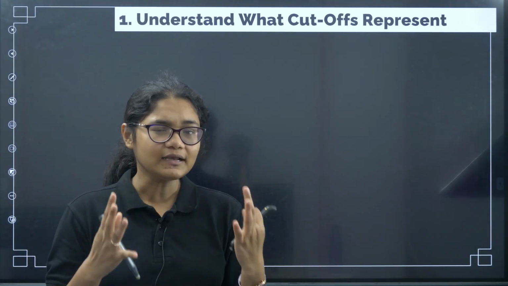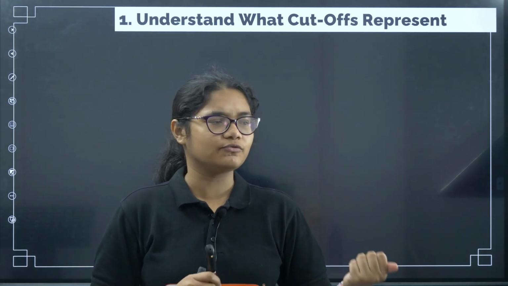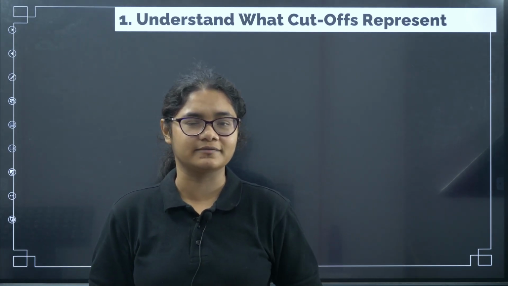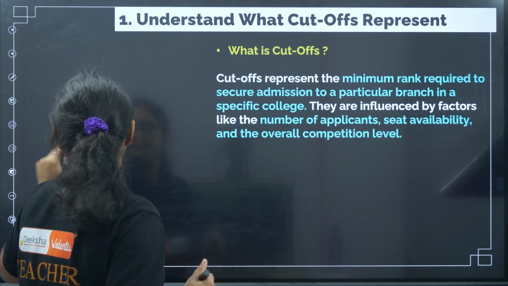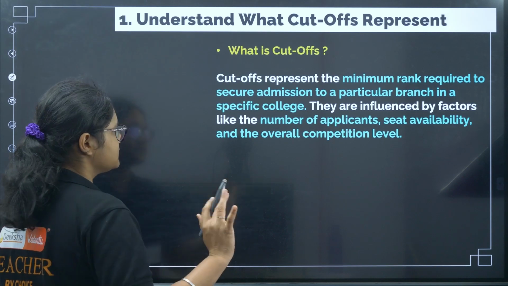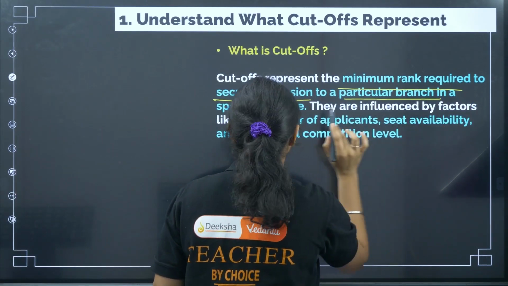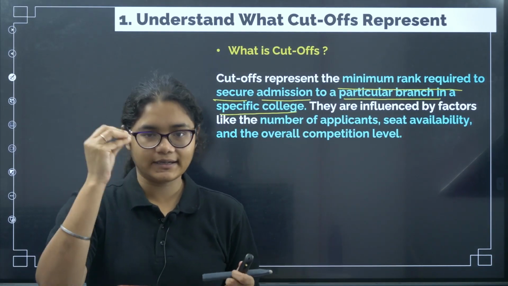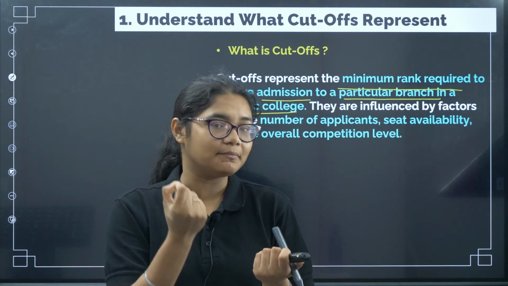First of all, let us understand what this cutoff actually represents. There's round 1 cutoff, round 2 cutoff, extended round cutoff, last year cutoff, mock allotment cutoff, so many cutoffs. What do these cutoffs actually mean? So what is cutoff? In very simple words, it represents the minimum rank required to secure admission to a particular branch in a specific college.